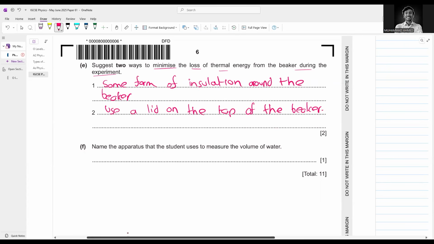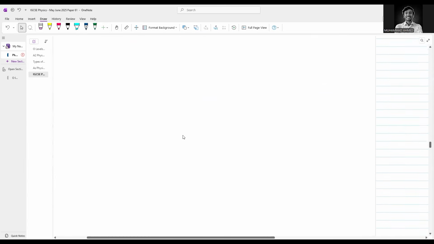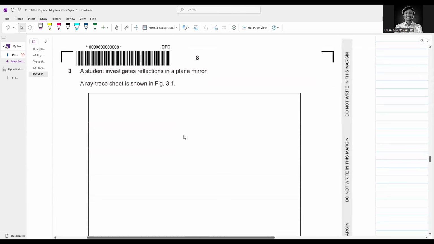Name the apparatus that the student uses to measure the volume of water. कौन सा apparatus use कर रहा है student to measure the volume of water? Measuring cylinder. आगे पढ़ते हैं बेटा. Let's move ahead. Skip this page. अच्छा जी यहाँ पे आ जाओ.